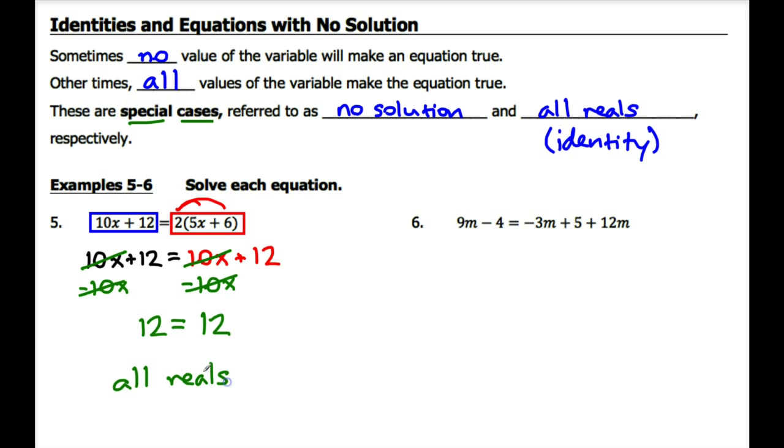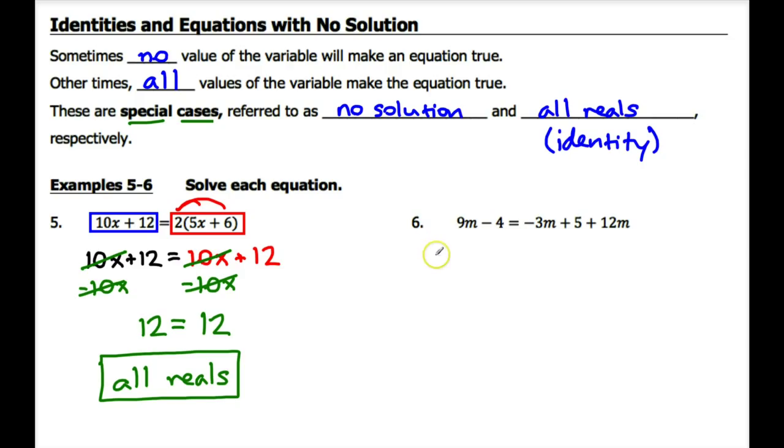What that means is you can take any number, any real number. You can take a positive number, a negative number, a fraction, a decimal, an improper fraction, and plug it in for x. And when you go through and do a check, you'll get a true statement. This equation is true for all numbers. So we say all reals.